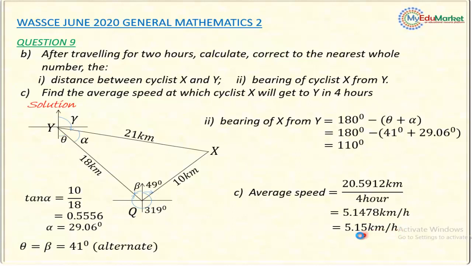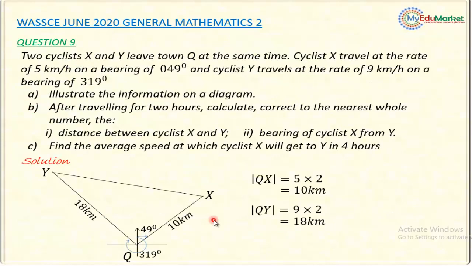This will now be the average speed of cyclist X if he is to reach or to get to cyclist Y in 4 hours. So with that, we have answered all the questions. So let us move and see the mark distribution of these very questions according to the official WAEC marking scheme. So let me go back to that very first page where I did the drawing. So let us see the mark distribution now. I'm on the first page.